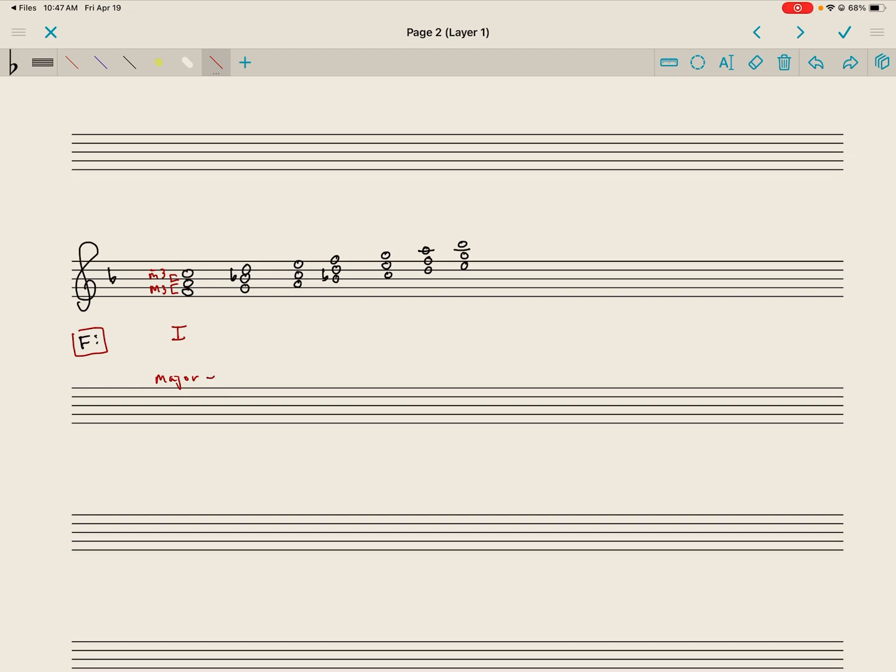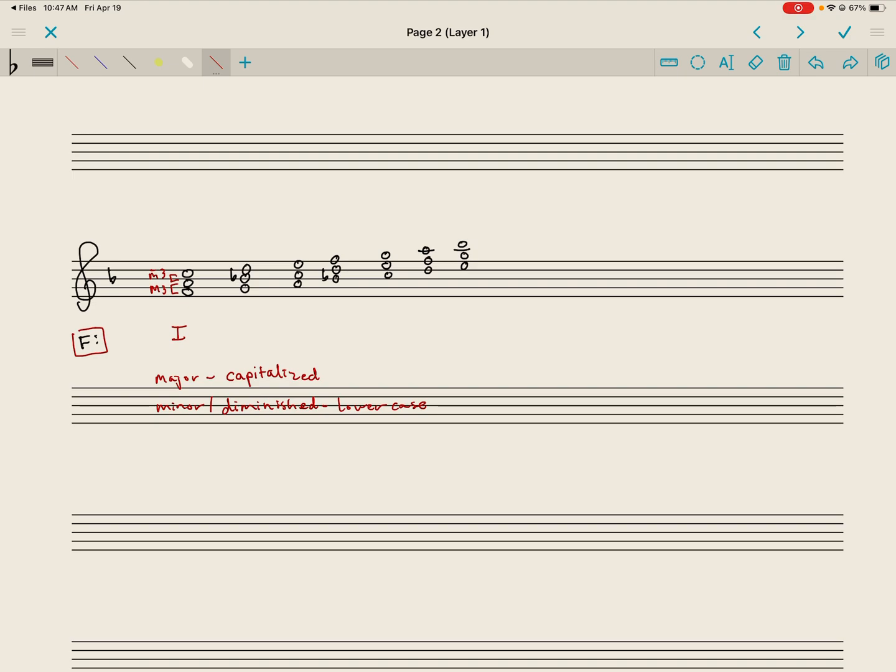Major qualities will always be capitalized, while minor and diminished will always be lowercase. Augmented triads are also capitalized, and they have the plus sign next to it, but in what we're doing in this class, it is very rare for you to find an augmented triad.